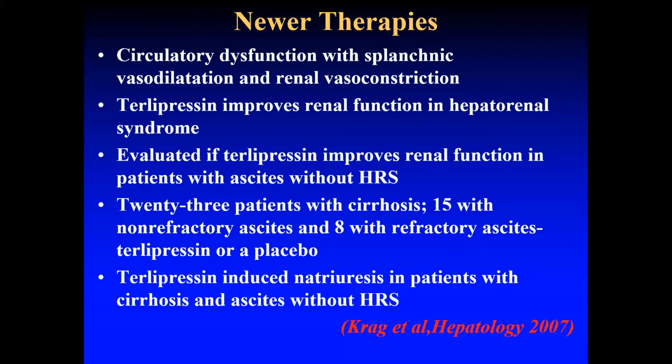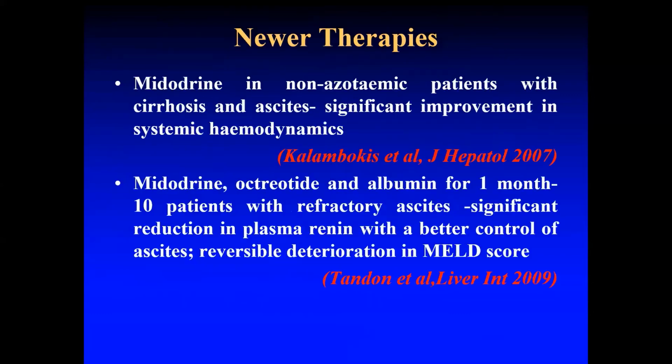These are some of the newer therapies in which we looked at the action of terlipressin. This was a very early study done by Craig, who evaluated terlipressin and looked at the hemodynamics, and found that even in patients with cirrhosis and ascites without any HRS, it improved the hemodynamics. In this study, midodrine was used in non-azotemic patients with cirrhosis and ascites, and there was a significant improvement in systemic hemodynamics.